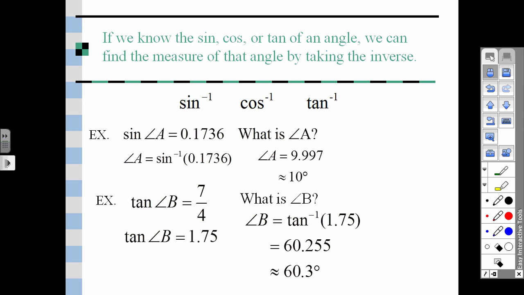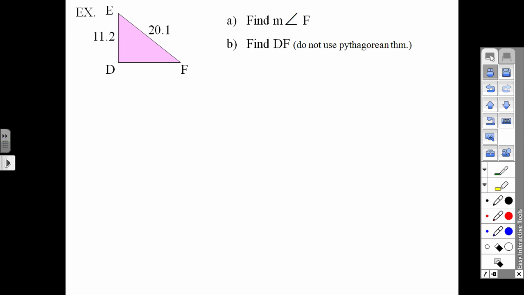Okay, so why are we doing this? Well, let's take a look at this example here that we have. They're asking us to find 2 different things. One is to figure out the measure of angle F, and 2 is to figure out the length of DF. And it says do not use Pythagorean theorem, because technically we could, right?